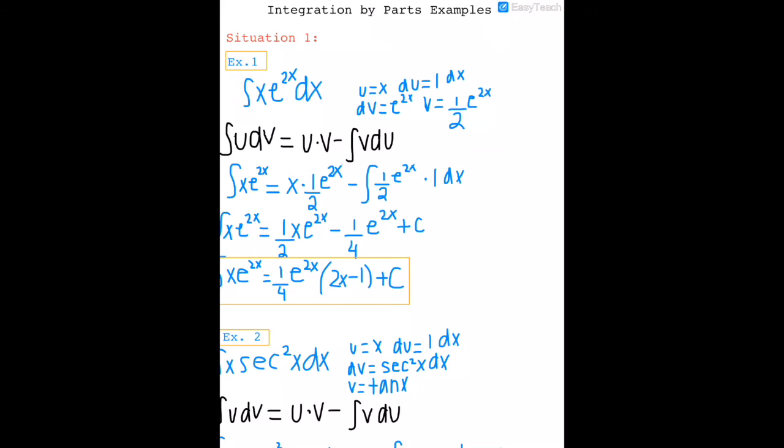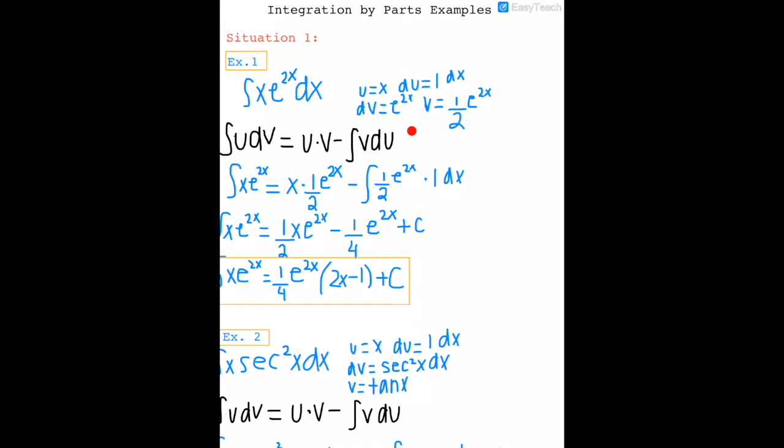Examples of integration by parts. I'll do one example for each of the three situations. So example 1 is here, the integral of x times e to the 2x dx. Set u equal to x. Take the derivative, du equals 1. dv is e to the 2x. Take the integral, v equals 1/2 e to the 2x.